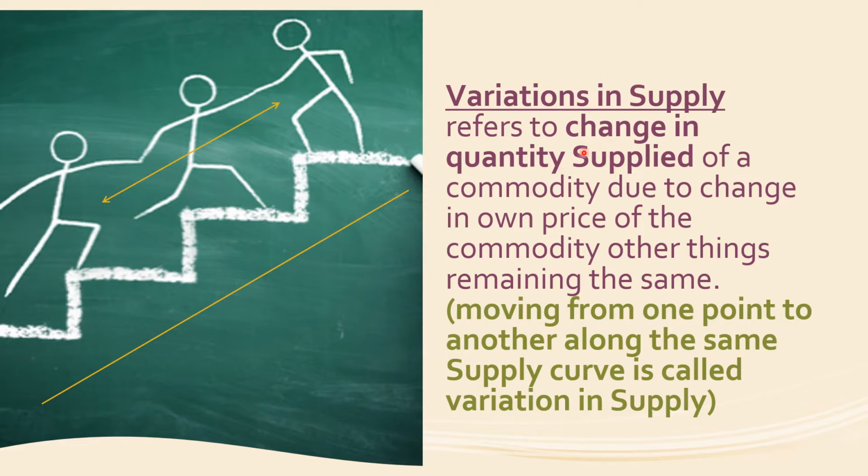Remember that variations take place only due to change in quantity supplied, and that comes about due to change in own price of the commodity. What do we mean by other things remaining the same? Other things remaining the same means the other factors other than price do not change. They remain the same.